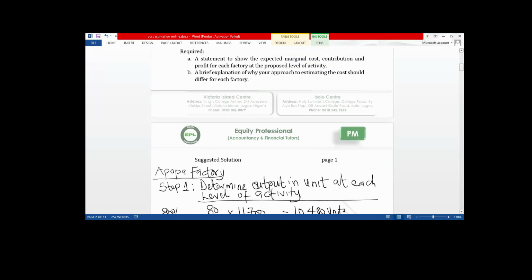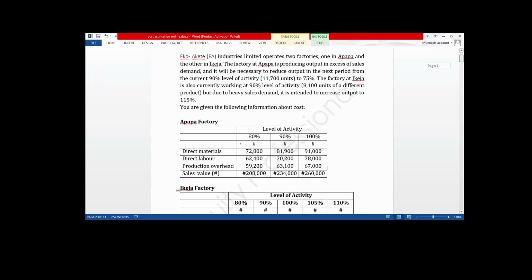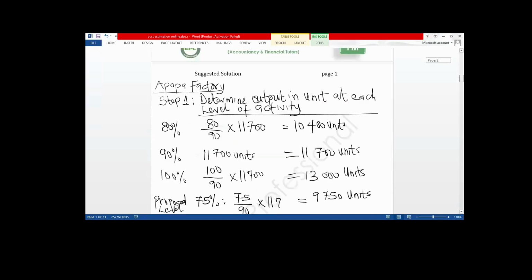Scrolling down. Material cost for Apapa at 80%: 72,800; at 90%: 81,900; and at 100%: 91,000. So please, I'll require this figure to work with.